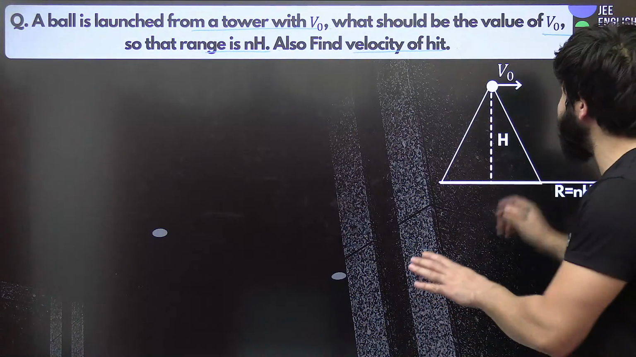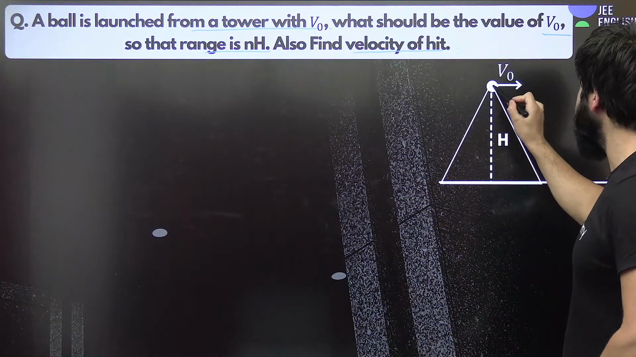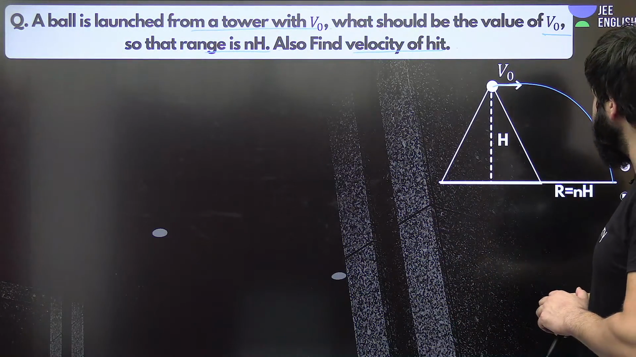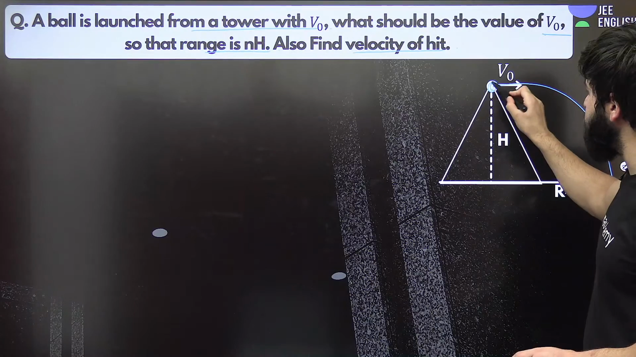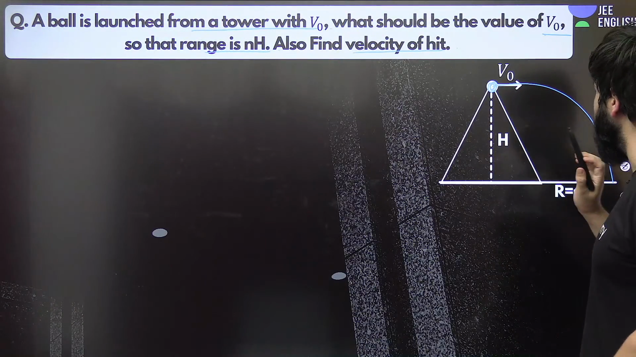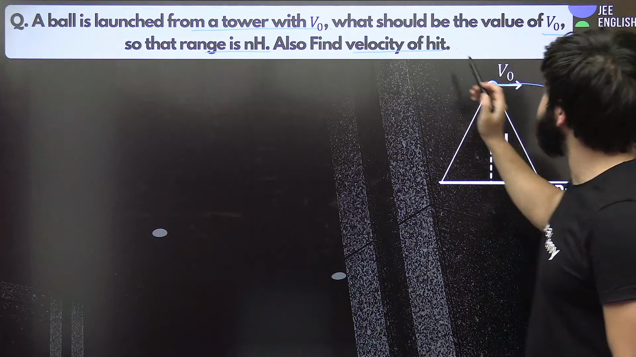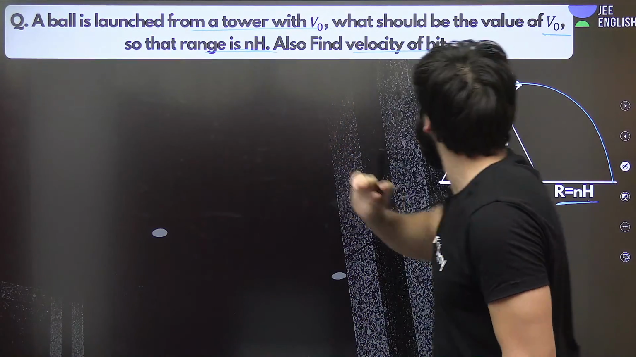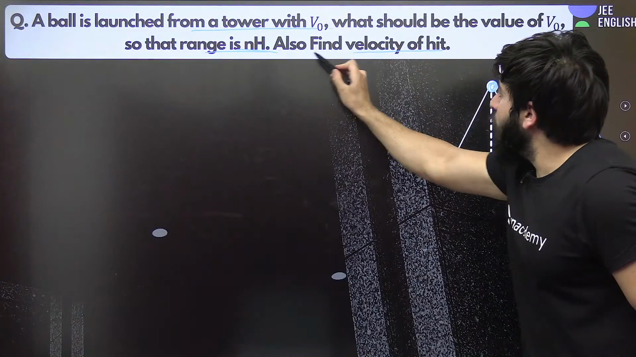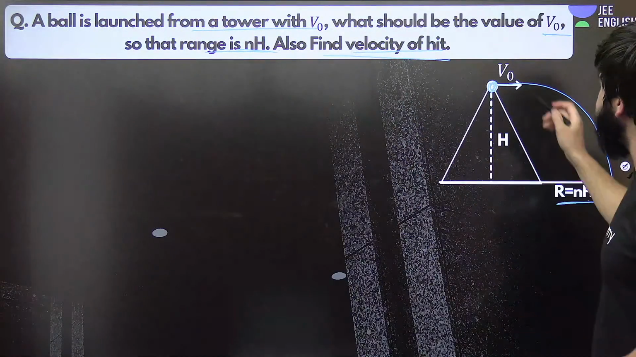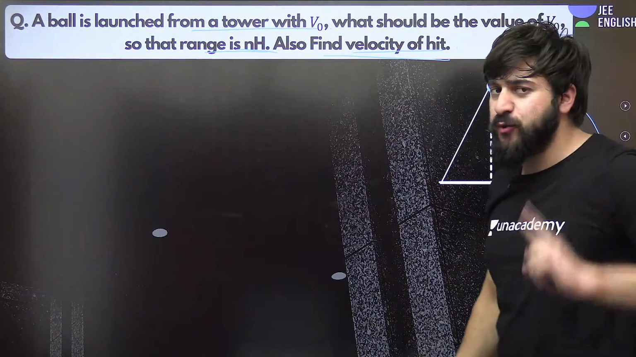Very nice question. It is saying that we are launching this ball with a velocity of V0. It is falling over here. In this case, the range is coming out to be NH. Understand? The range is coming out to be NH. Now we need to find, question number 1, with what velocity we have launched this.